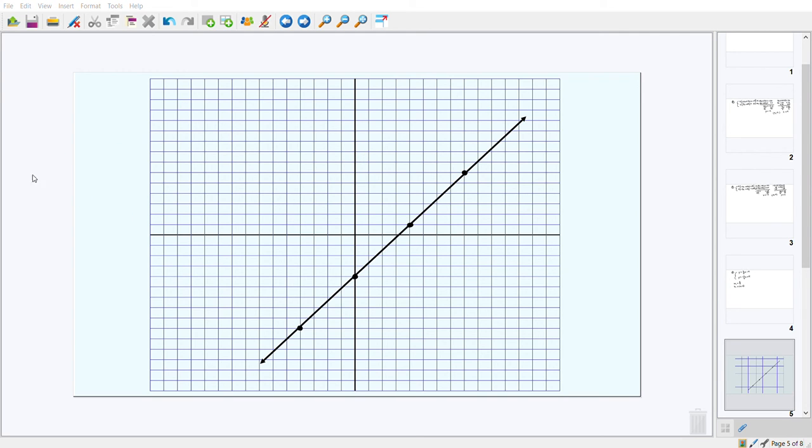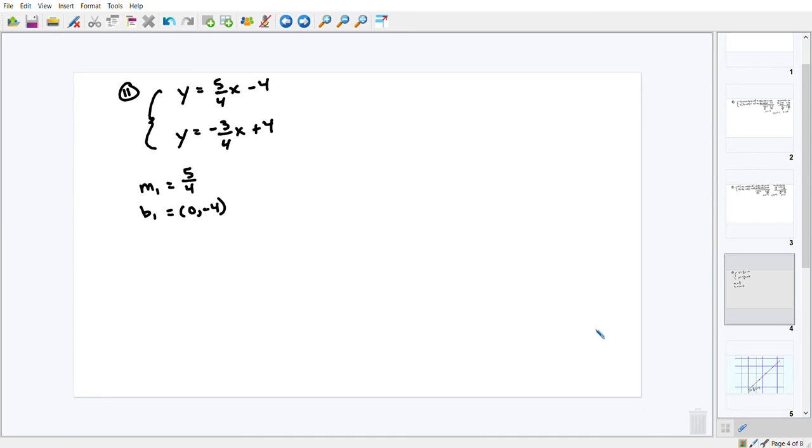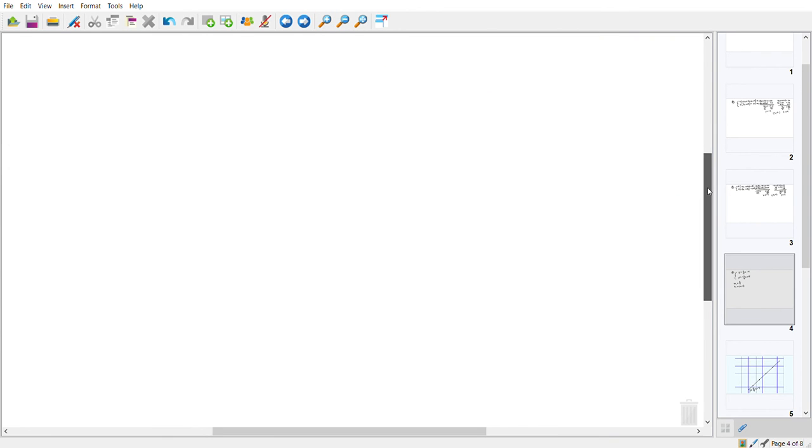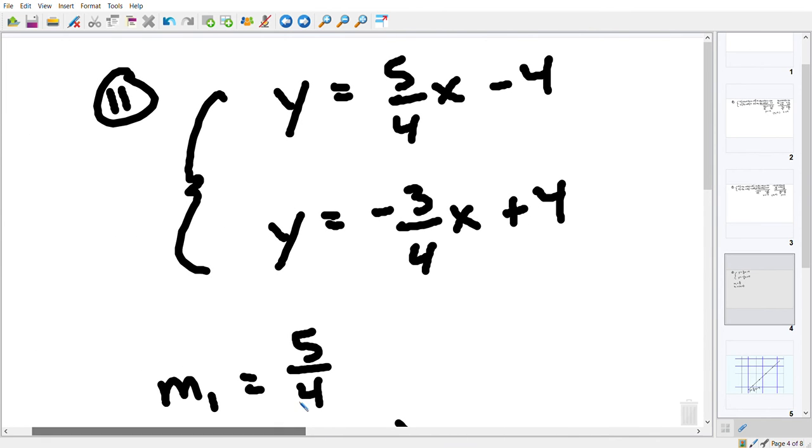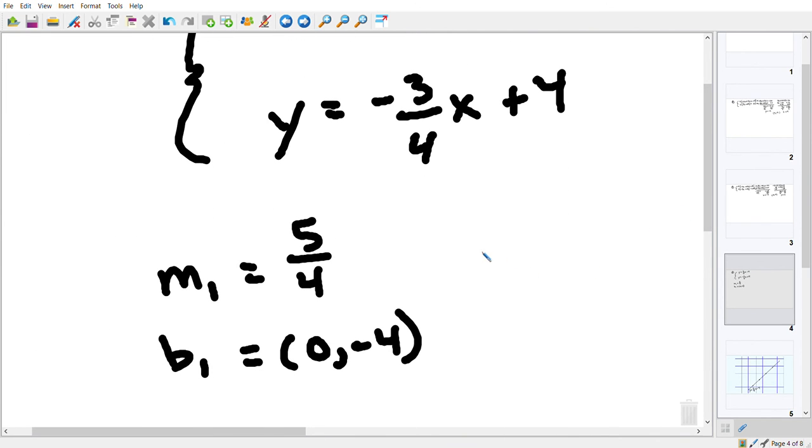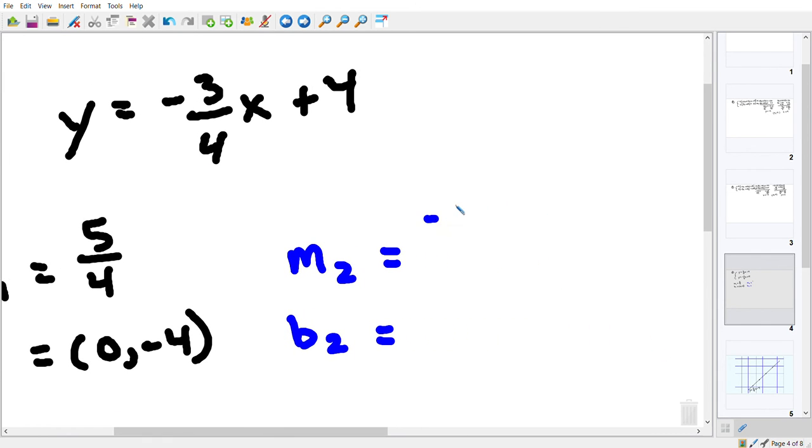Our equation again is y is equal to 5/4x subtract 4. Now, if you haven't already done so, go back to your actual line 2. I'm going to switch colors. And line 2 is also ready to graph using slope-intercept form. So I'm going to say M2 and B2, because again, I'm referring to line 2. My slope is going to be negative, so therefore it's going to go downhill. So that's -3/4. And my y-intercept is going to be (0, 4).